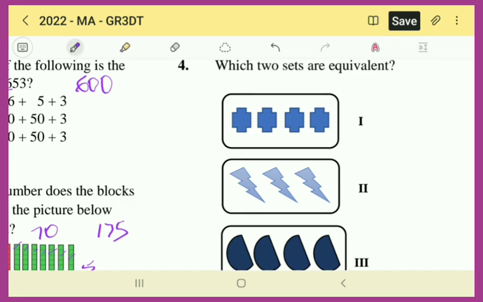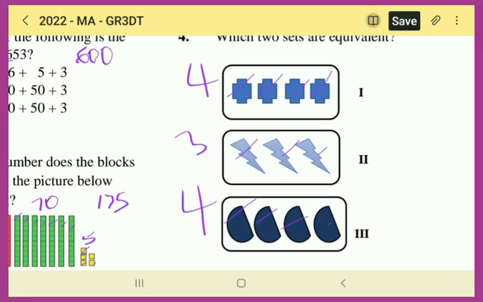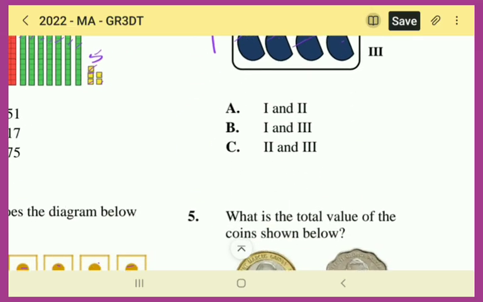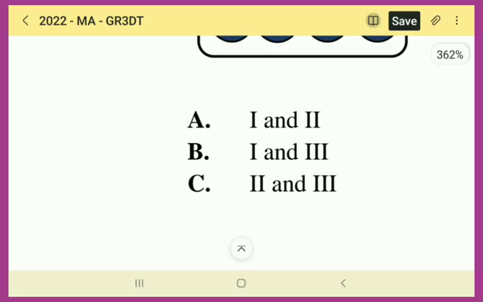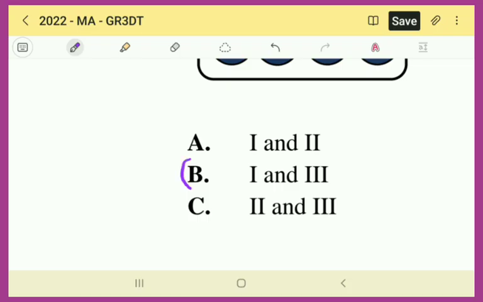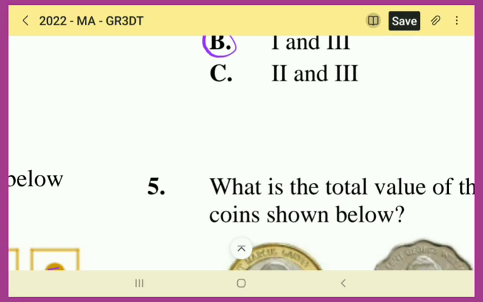So far we're seeing that set 1 has 1, 2, 3, 4. So 4. Then 1, 2, 3, 1, 2, 3, 4. So we know it's going to be sets 1 and 3. Which letter shows set 1 and set 3? And the answer is B. No, I'm not saving. Touching the wrong thing. The answer is B. Good job. Moving on to number 5.